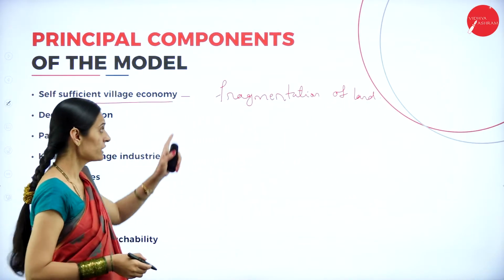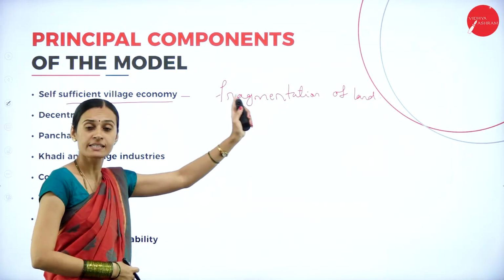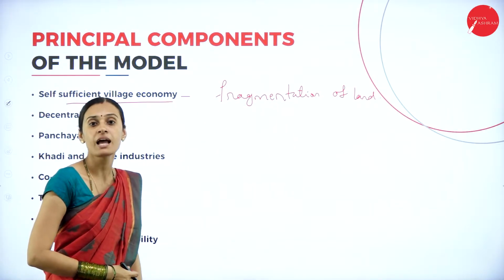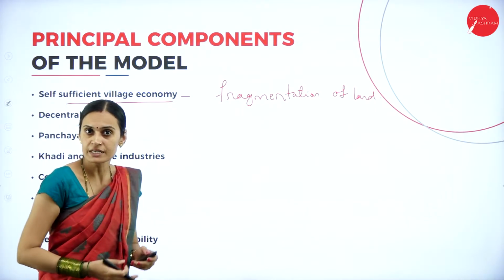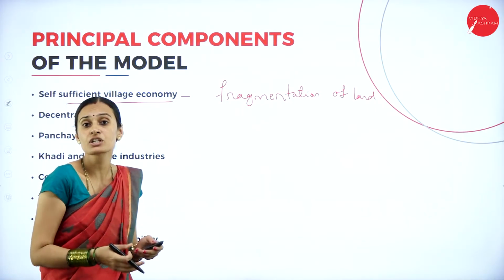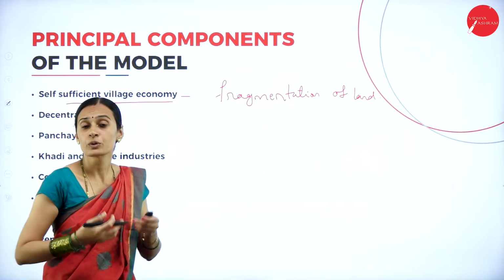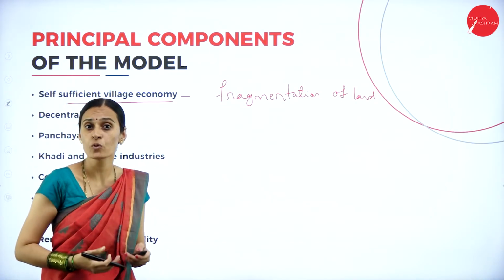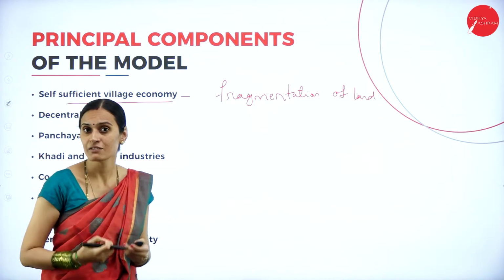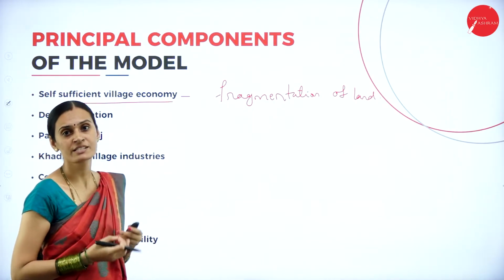Fragmentation of land. Yes, so this self-sufficient village economy tells about the self-sufficiency of village people and also an independent life, where dependency brings exploitation, which is considered the essence of violence. And we could produce all the essential items, food, cloth, whatever we want, by ourselves only. Yes, that is considered the self-sufficient village economy.